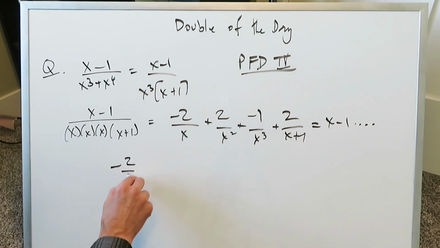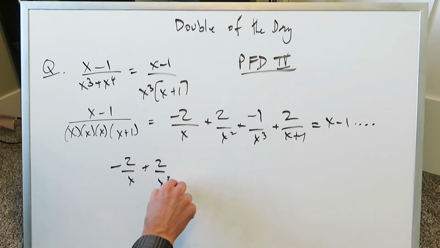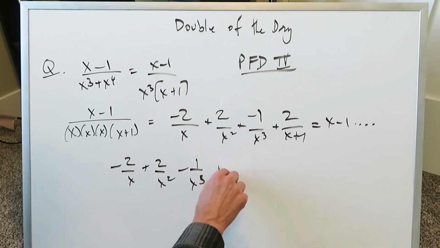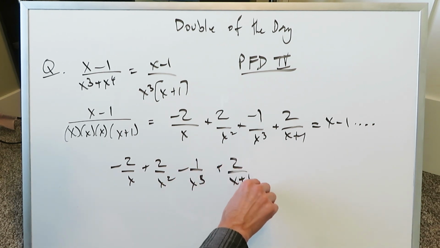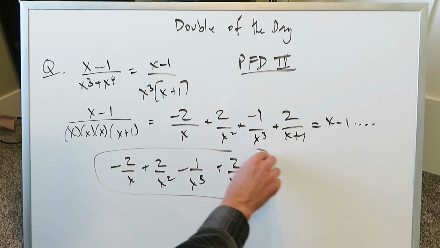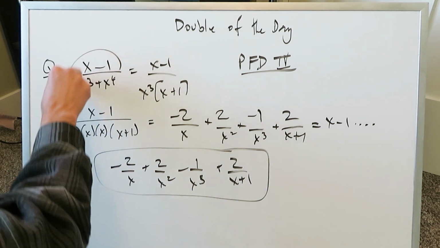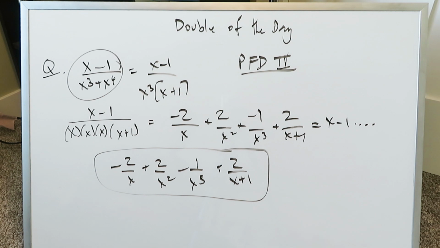It'll be minus 2 over x plus 2 over x squared minus 1 over x cubed plus 2 over x plus 1. This right here is your decomposed partial fraction of that rational function here. And there it is.